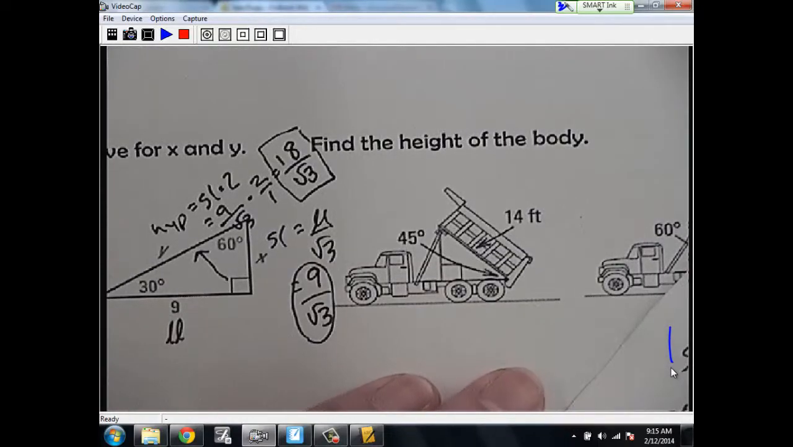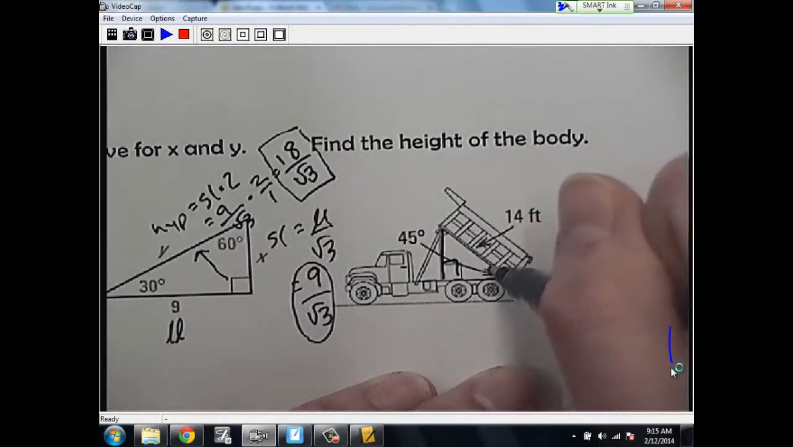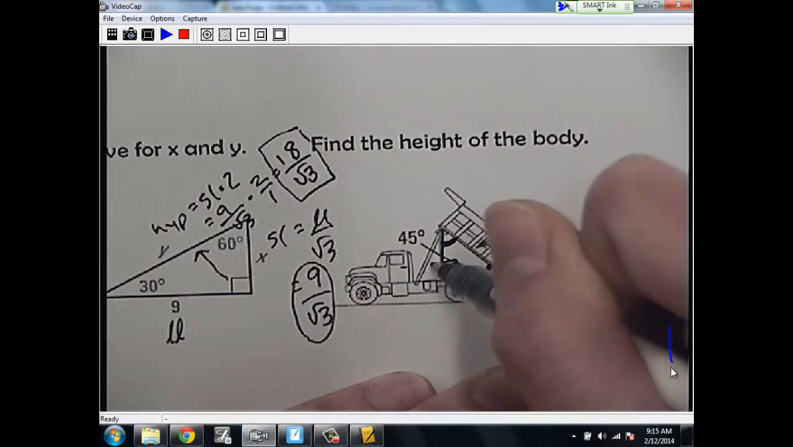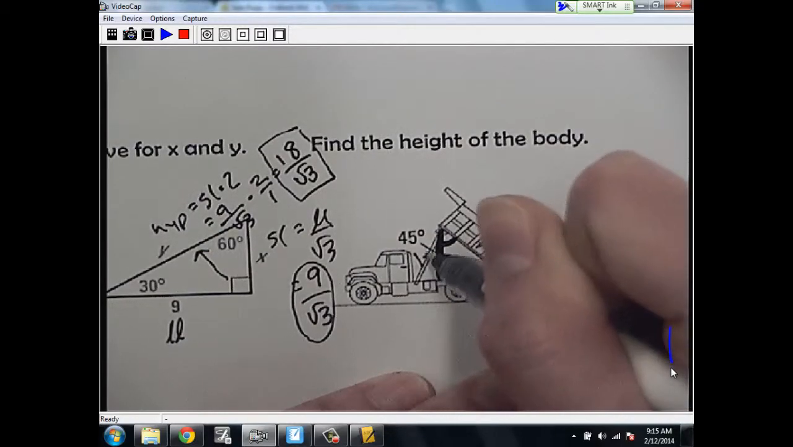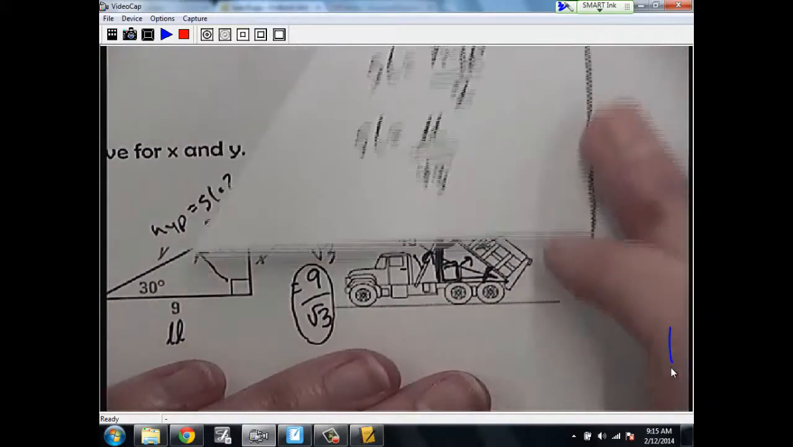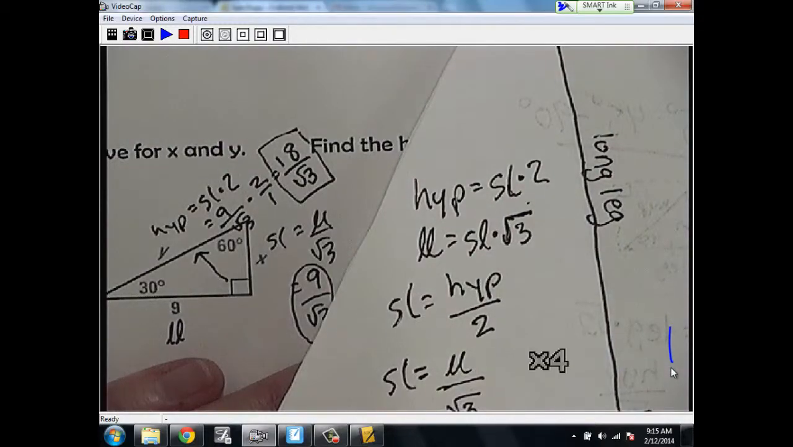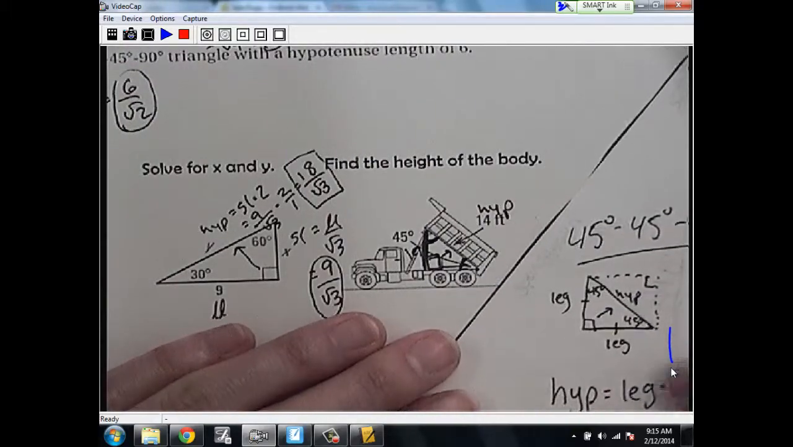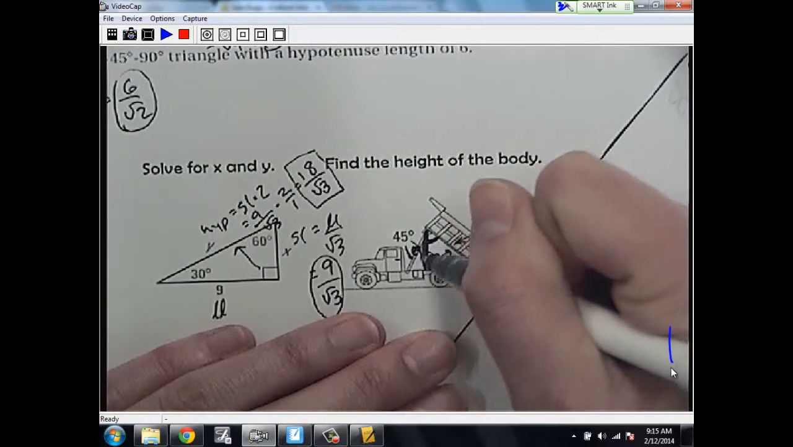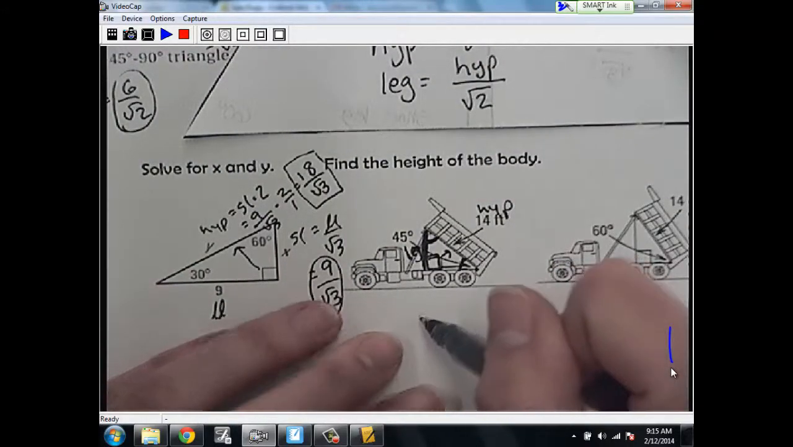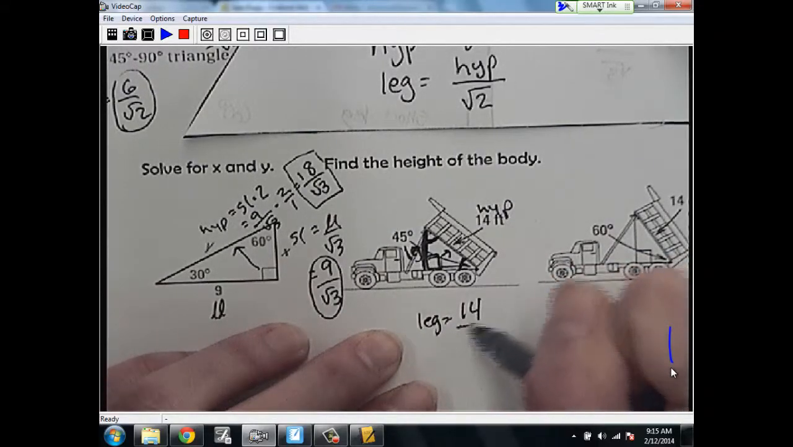Find the height of the body. Here I have, this one's 45 degrees, this one's 90, so this one must be 45 as well. And if I want to solve for this height, this is going to be a leg, because 14 is my hypotenuse. So am I still on this side? No. If it's a 45, 45, 90, we come back to this side. How do I solve for this leg? Leg equals hypotenuse divided by square root of 2. So my leg equals my hypotenuse divided by square root of 2.